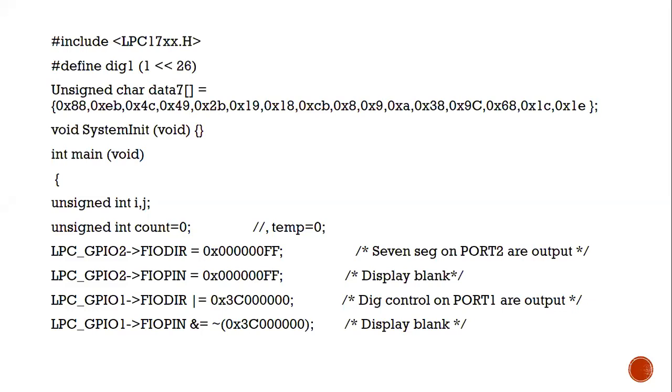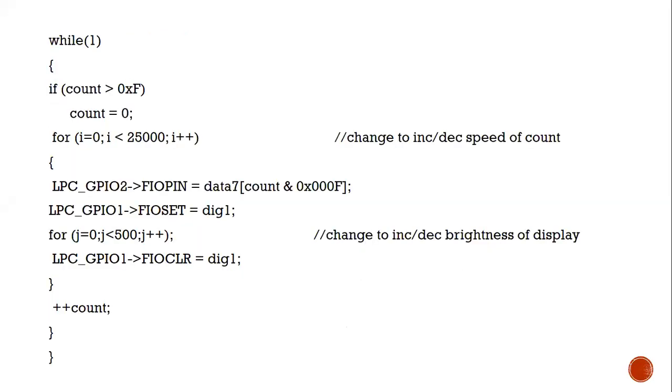Again, in order to make all the 7 segment displays 0, or the LEDs off, I'll write the next command, that is LPC_GPIO1 FIOPIN &= ~0x3C000000, which makes all the 7 segment displays blank. Yes, this is the main program, and we'll see how it displays.